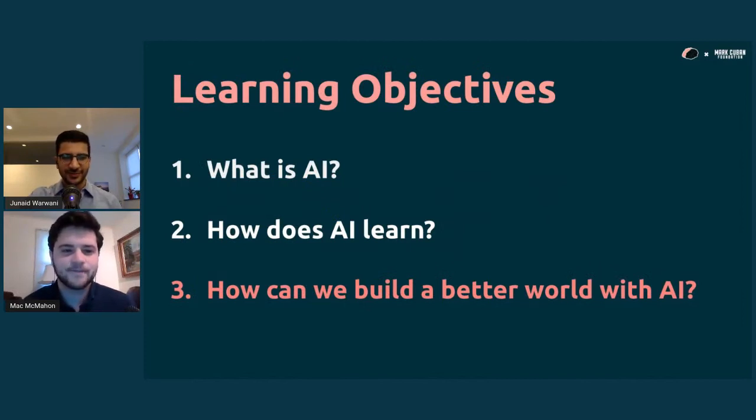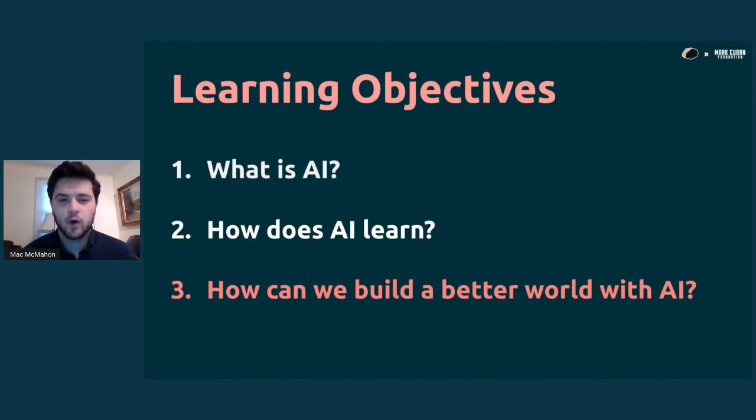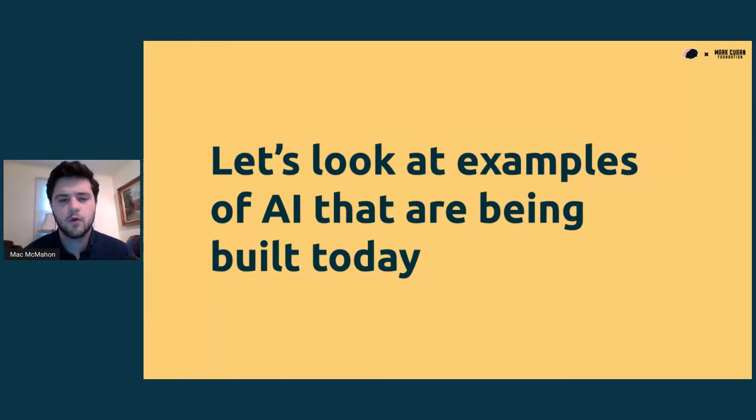Thanks, Junaid. So now that we have learned what AI is, what it isn't, and how it learns, we're going to talk a little bit more about how we can use that knowledge to build a better world with AI. To learn more about this, we're going to look at some examples of AI that are already being built and used today.